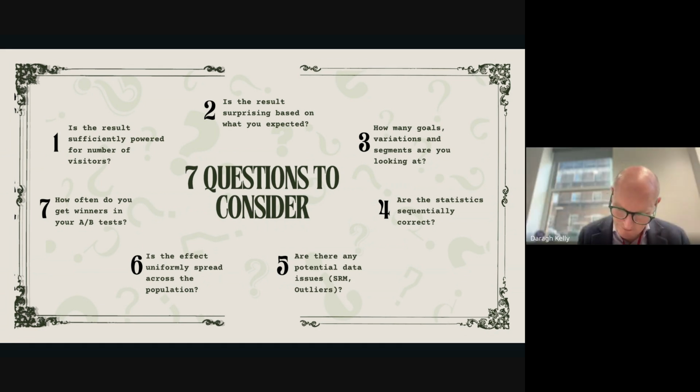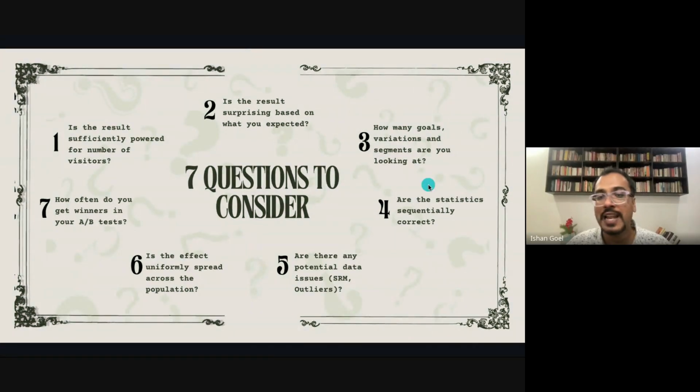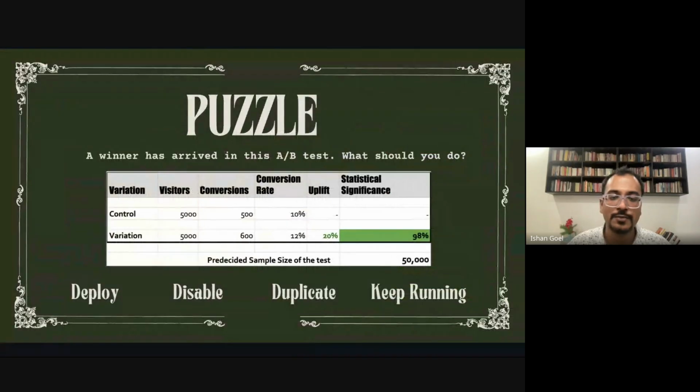Yes, thank you. Wonderful. So quickly moving towards the last part, and then we can just have questions. I just have 2 puzzles that might be interesting if you want to try out the Twyman's law thing, like the questions that I proposed. In this test, we have a winner that has arrived. The pre-decided sample size was 50,000, and we have gotten 5,000 visitors, and statistical significance is 98% at 20% uplift. Would you trust this result? What will you do out of the 4 options: deploy, disable, duplicate, and keep running? You can assume that it was a sequential testing framework.